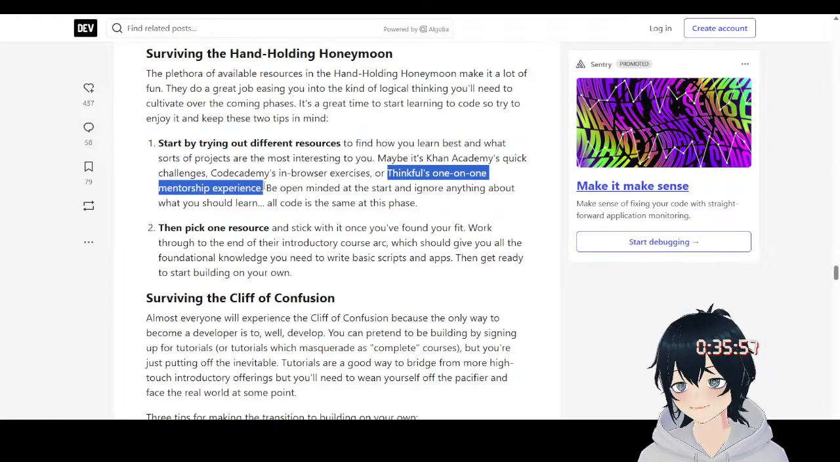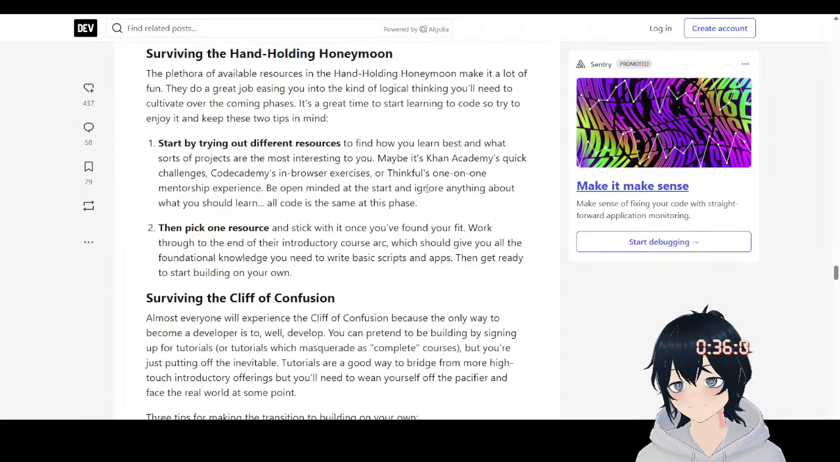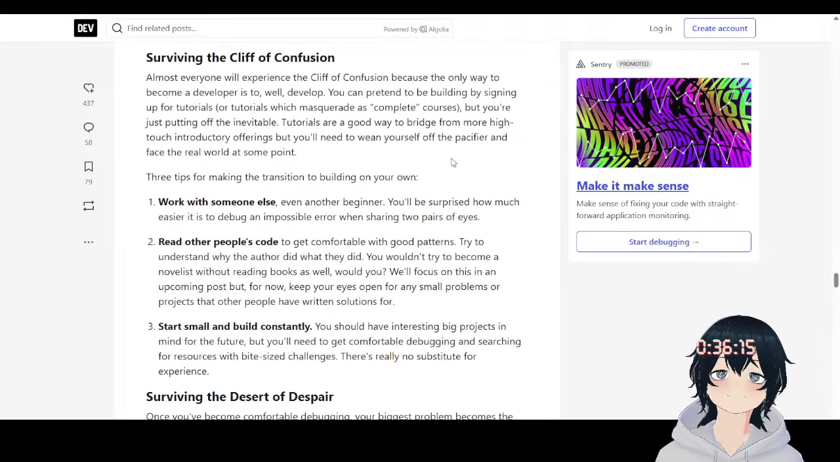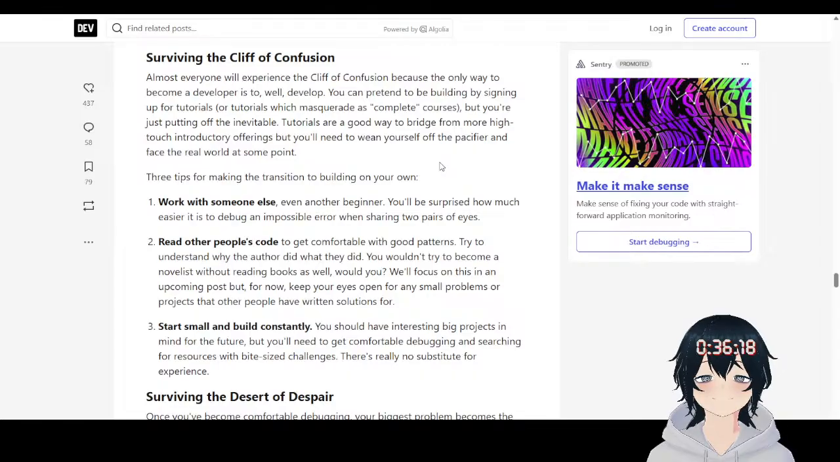Thinkful's one-on-one mentorship experience. Ignore anything of what you should learn. All code is the same at its face. You can pretend to be building by signing up for tutorials. Try to understand why the other did what they did.